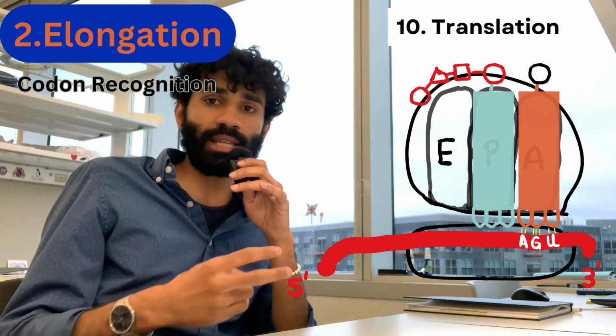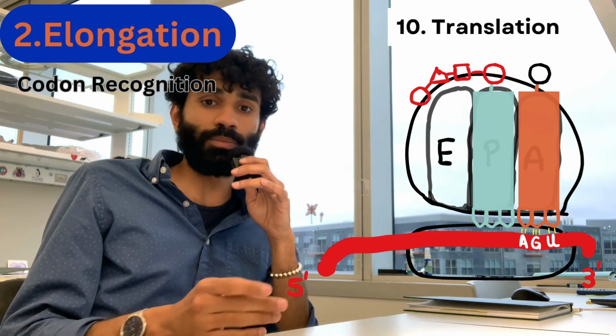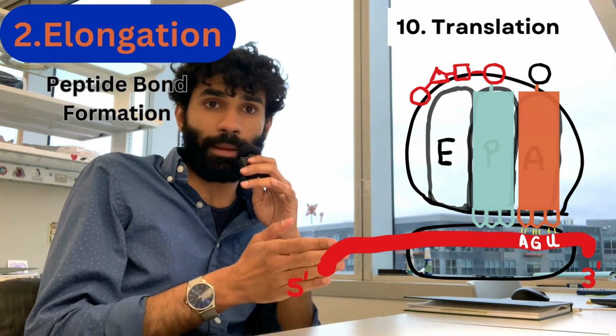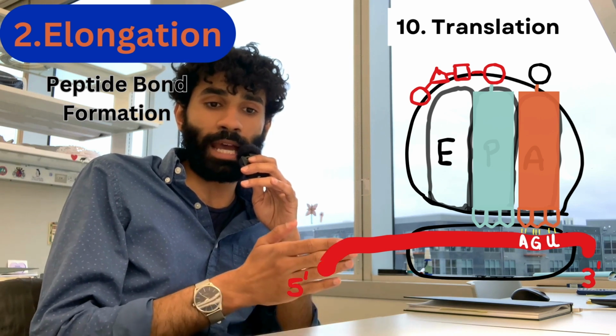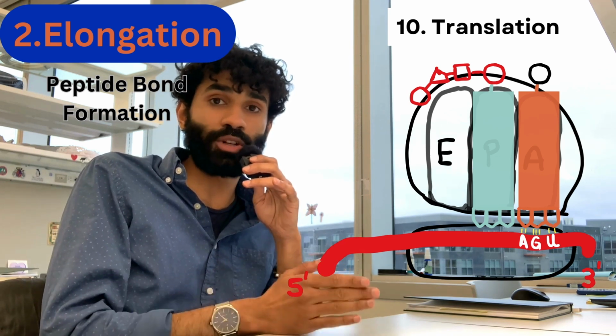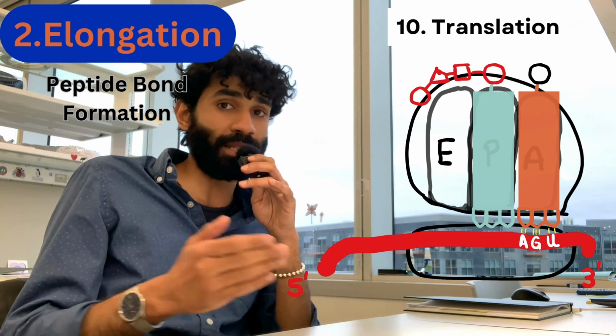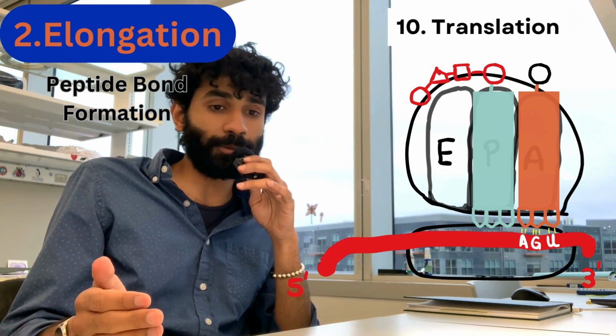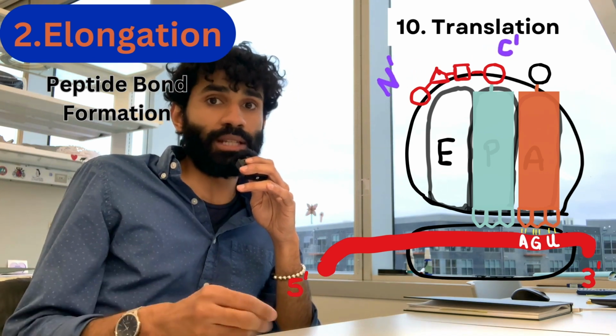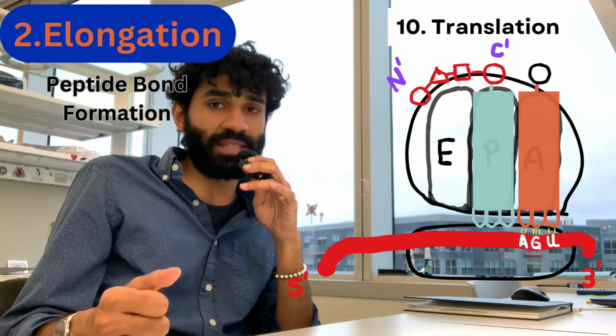Once the new tRNA has arrived in the A site and recognized the codon, which uses a GTP, the second step is peptide bond formation. What you have to remember is that peptides, or proteins, have an N-terminus with an amino group and a C-terminus with a carboxyl group. And proteins are always extended at the C-terminus.